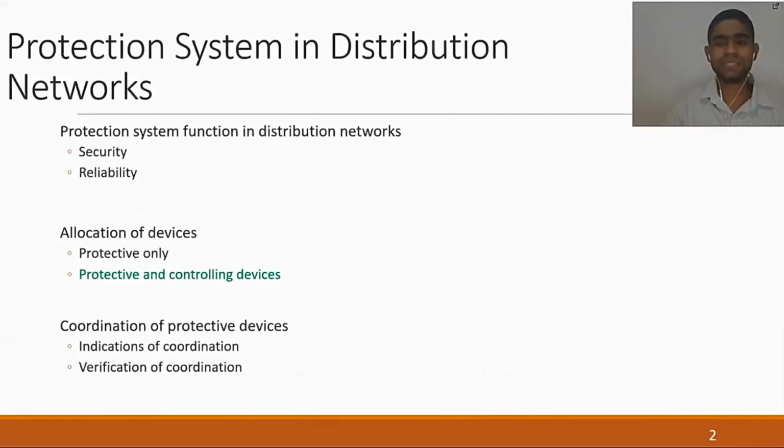The protection system has the main function of maintaining or guaranteeing the security of the power system. But in distribution networks, we also have a secondary function. The reliability indexes are related to the operation of protective devices. So when planning a distribution system, we must consider where to allocate the protective devices, or the protective and the controlling devices, as a means to increase the reliability indexes.